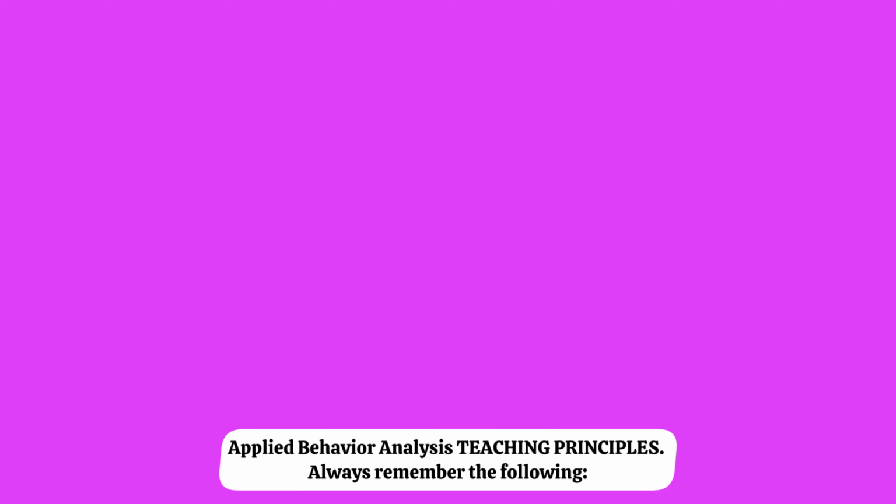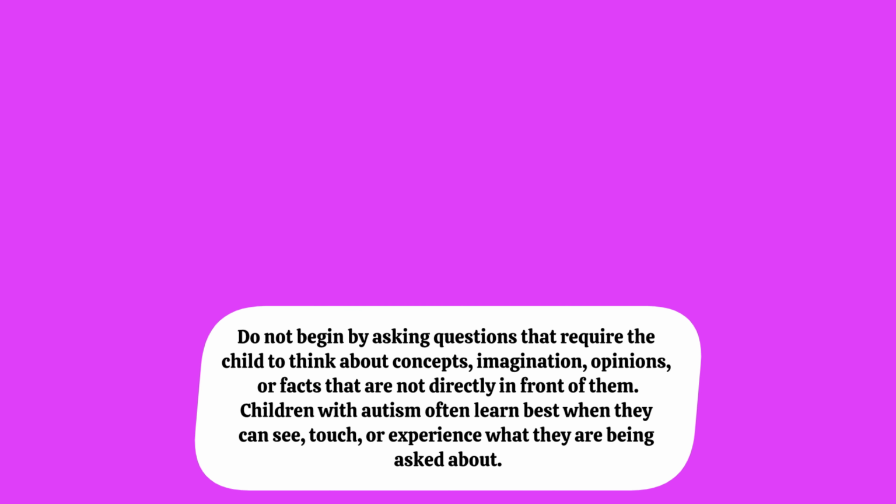Applied Behavior Analysis teaching principles. Always remember the following. Teach using real situations. Don't start with abstract questions. Do not begin by asking questions that require the child to think about concepts, imagination, opinions, or facts that are not directly in front of them. Children with autism often learn best when they can see, touch, or experience what they are being asked about.